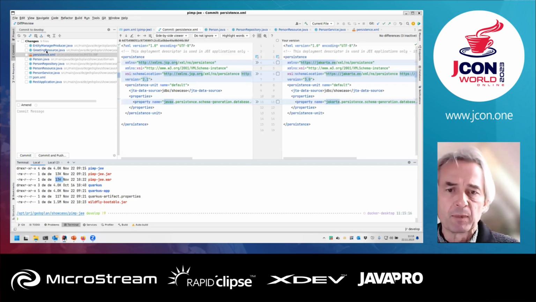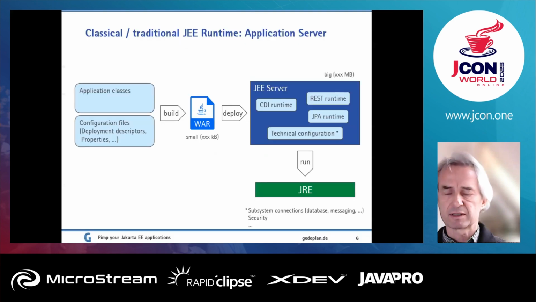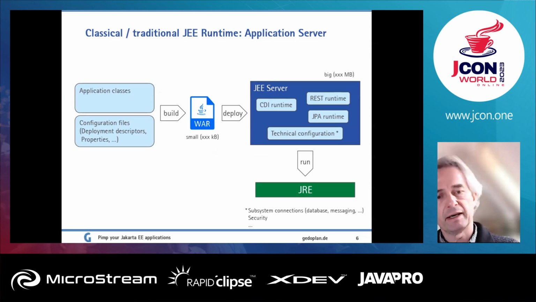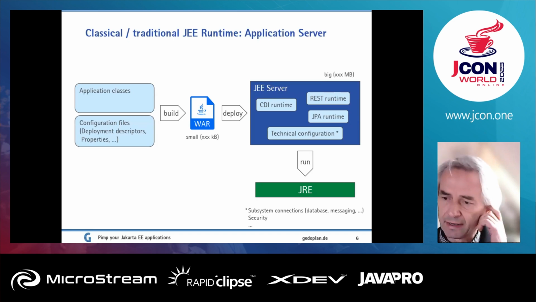So the deployment artifact is quite small, and then you deploy that onto a server, and there is all the rest of the software. There are all the runtimes for CDI, for REST, for JPA. That makes the size. And also there's a technical configuration, so configuration of database access, usernames, passwords, and so on. It's in the server's configuration, and then you run that on a Java runtime.